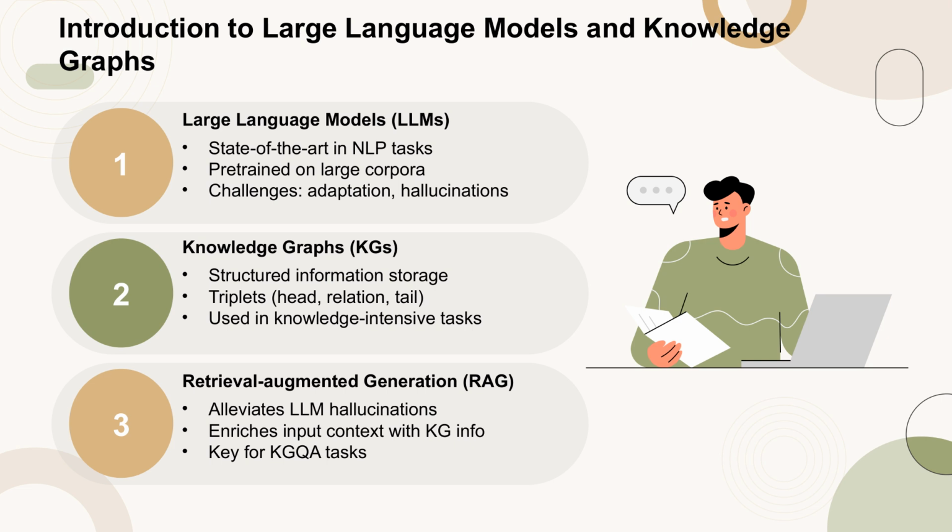Knowledge graphs, KGs, on the other hand, are databases that store information in a structured form, making it easy to update. They represent human-crafted factual knowledge in the form of triplets, which collectively form a graph. KGs are widely used in knowledge-intensive tasks such as question answering, QA. Retrieval-augmented generation, RAG, is a framework designed to mitigate LLM hallucinations by enhancing the input context with up-to-date and accurate information, often obtained from a KG. This approach is crucial for tasks like KGQA, where the goal is to answer natural language questions by grounding the reasoning on the information provided by the KG.